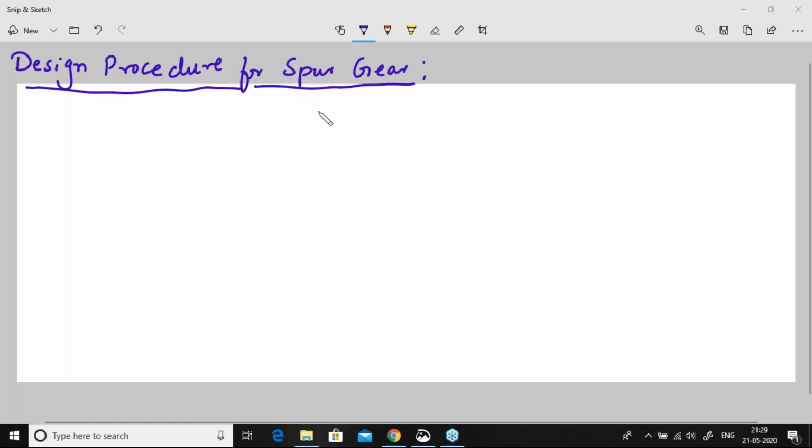Usually in the problem statement, they will give you the power and speed. Along with that, sometimes they'll give you i, that is the velocity ratio. With the help of that, the unknown speed also we can find out. So like that we can do. We'll go through step by step.